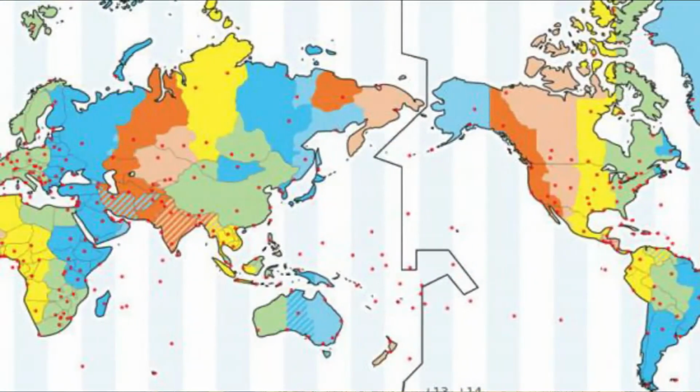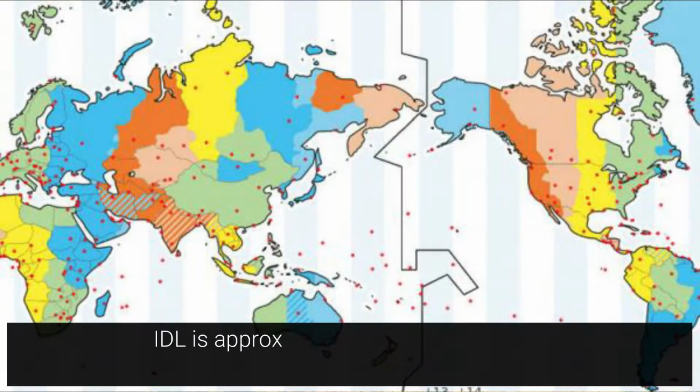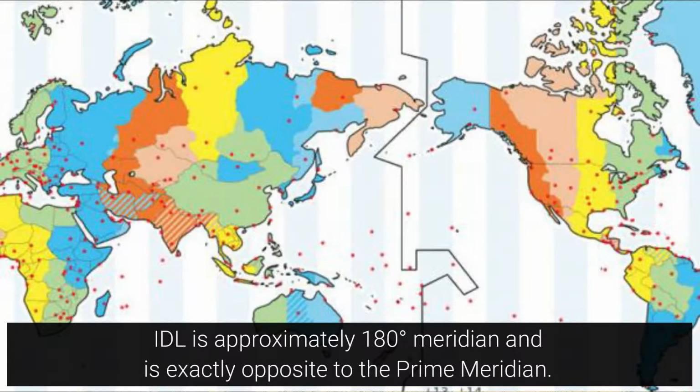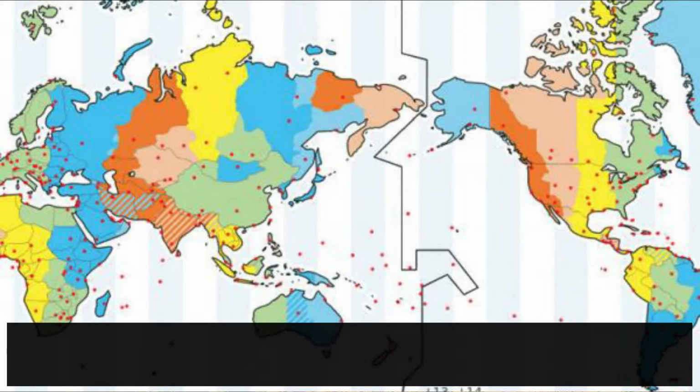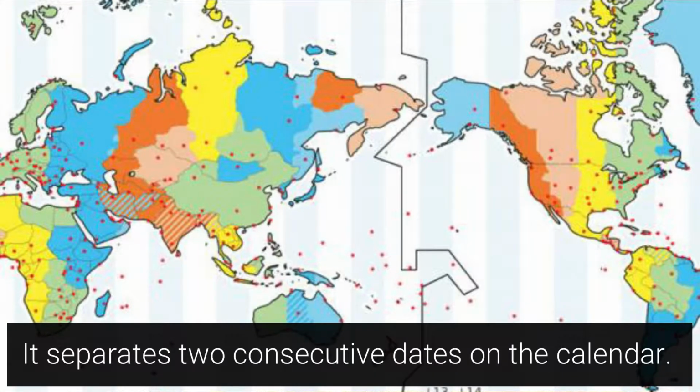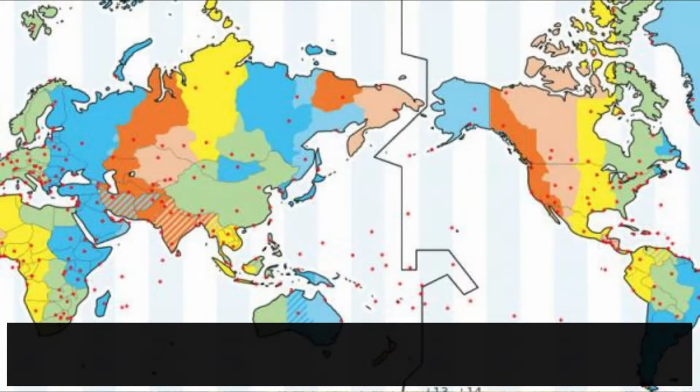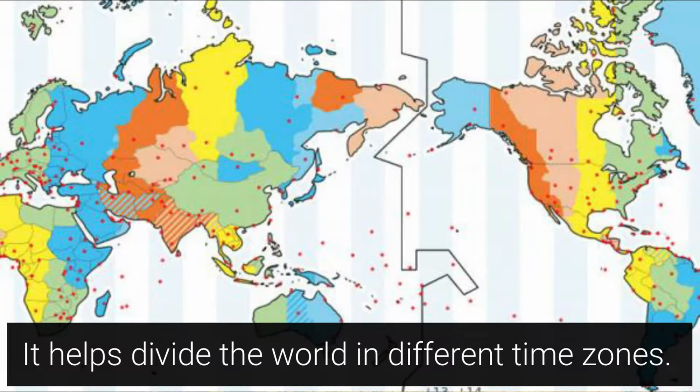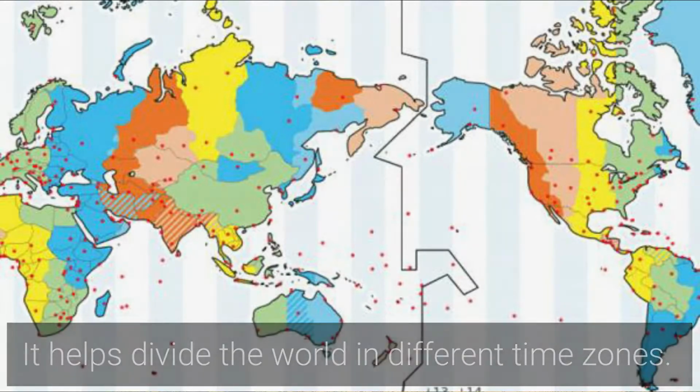Now let us see what is the international dateline. The international dateline is 180 degrees longitude, which is exactly opposite to the prime meridian. The role of this international dateline is separating two consecutive dates on the calendar. As I told you earlier, the major role of longitude is dividing the world into different time zones.